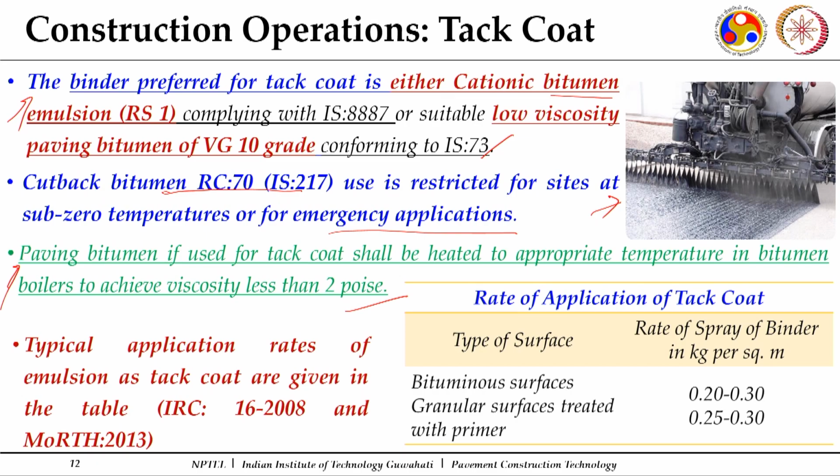and prime coat. And the typical application rates given for the emulsion, specifically for use as a tack coat on bituminous surfaces, are in the range of 0.2 to 0.3 kg per square meter. If there is some granular surface which is already treated with the prime coat, a slightly higher quantity, only a slightly higher quantity, is used when granular surfaces treated with prime coat are being tack coated.